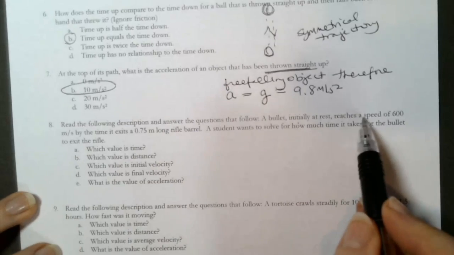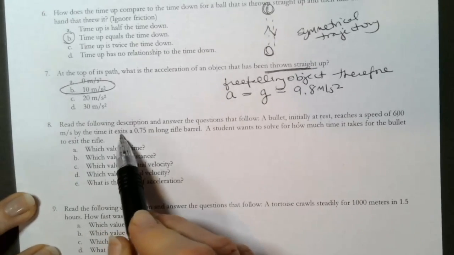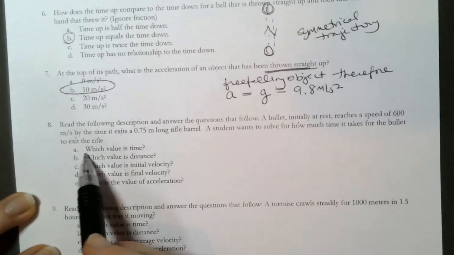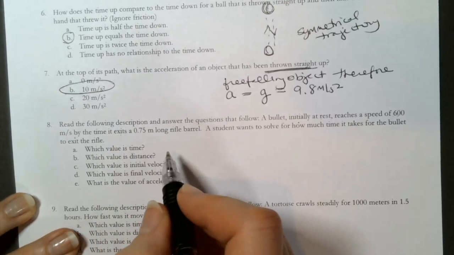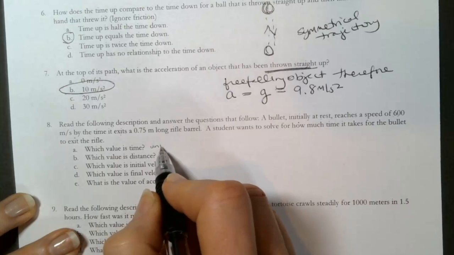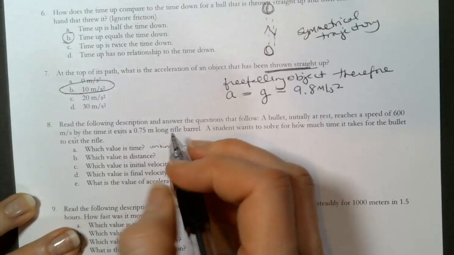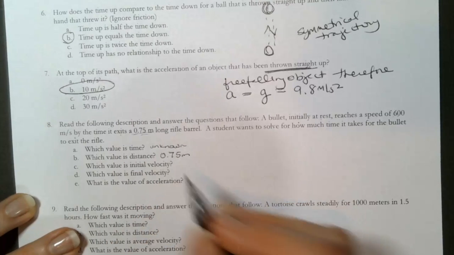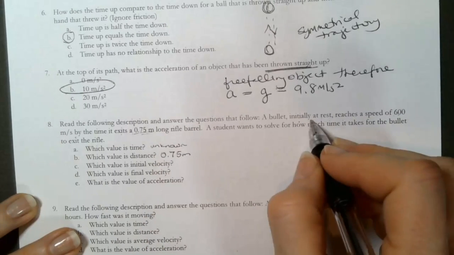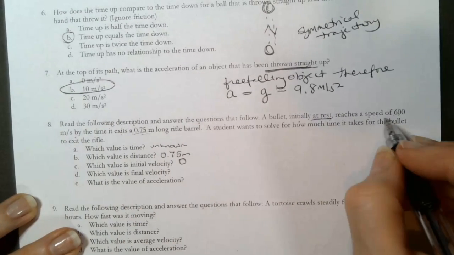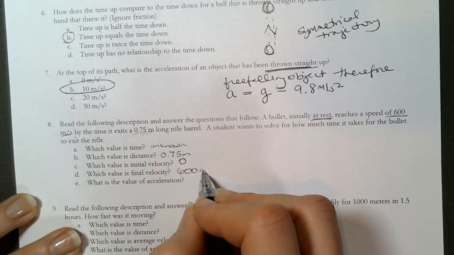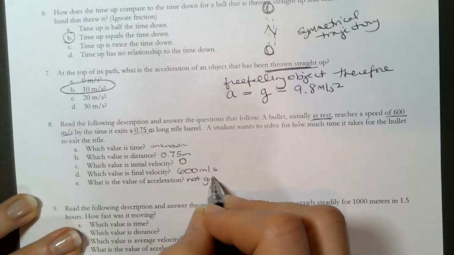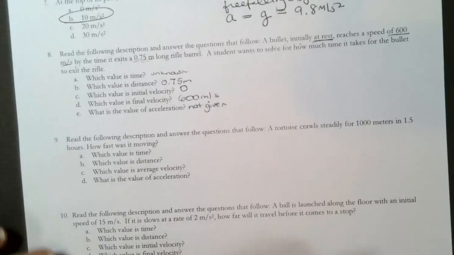A bullet initially at rest reaches a speed of 600 meters per second by the time it exits a 0.75 meter long rifle barrel. The student wants to solve for how much time it takes for the bullet to exit the rifle, and your job is to figure out what these things are. Which value is time? That's what we're looking for. This is the unknown. Which value is distance? Here it is. That's how long the barrel is, so that's how far it's traveling. Note the units are meters. The initial velocity, it's initially at rest. The final velocity is given. Remember, you've got to put units on everything. And the acceleration, we don't know. It's not given and it's not our unknown.